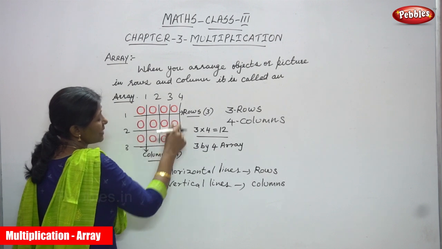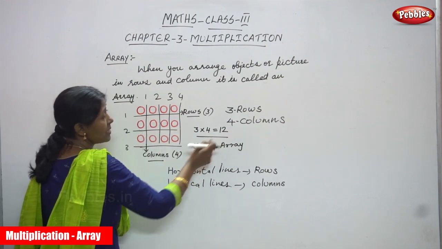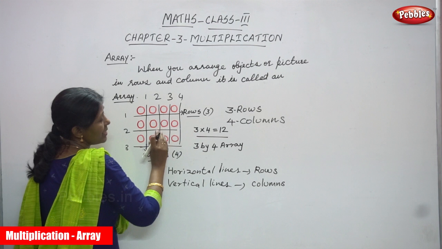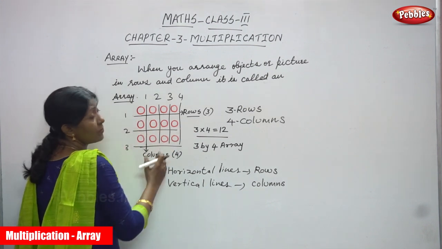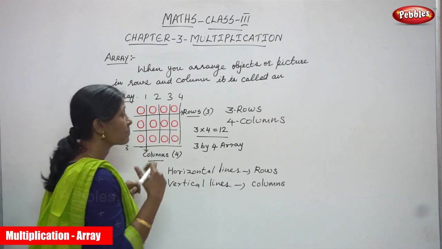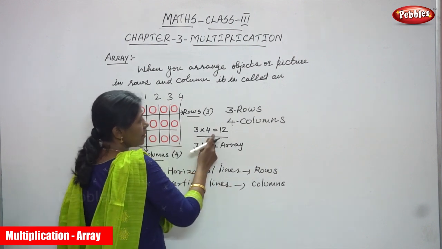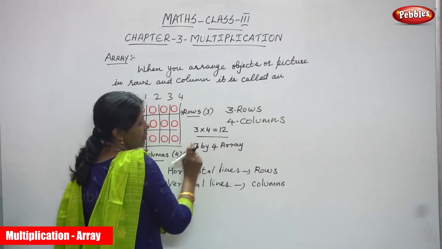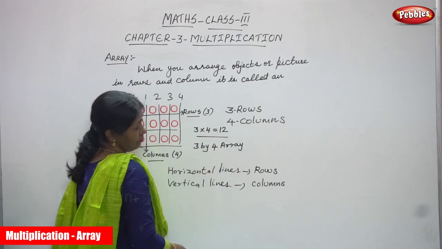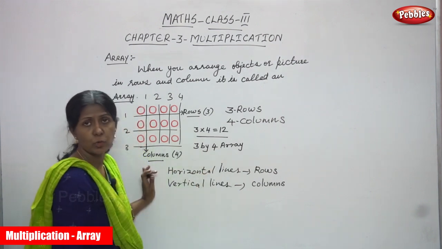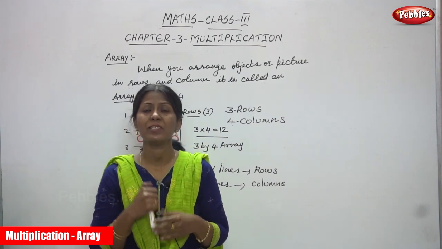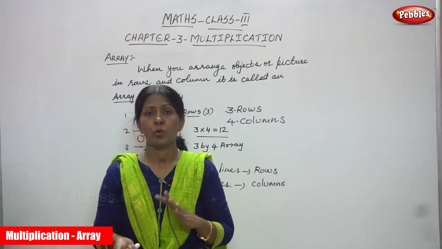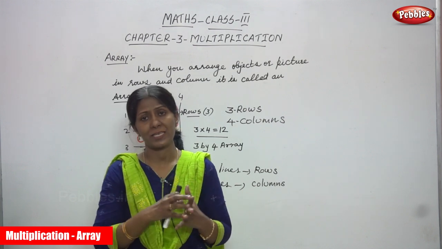Each group we can consider as a column, that is 4 columns. So the 3 rows are equal. Now we are multiplying with each group. How many groups? That is 4 groups, which means 4 columns. So we get 3 into 4, that is 12. So 3 by 4 array. This is the concept. I think you understand the array concept very clearly. Especially in this concept we are using the multiplication method with the help of objects or pictures.